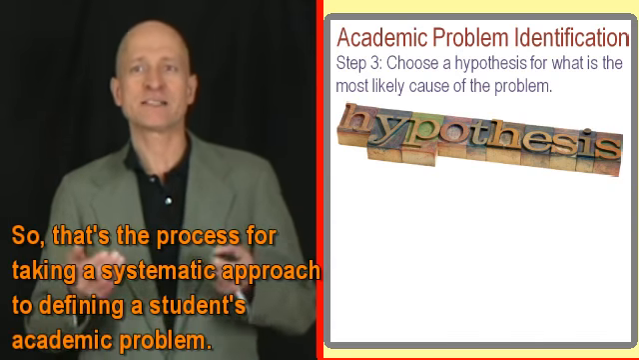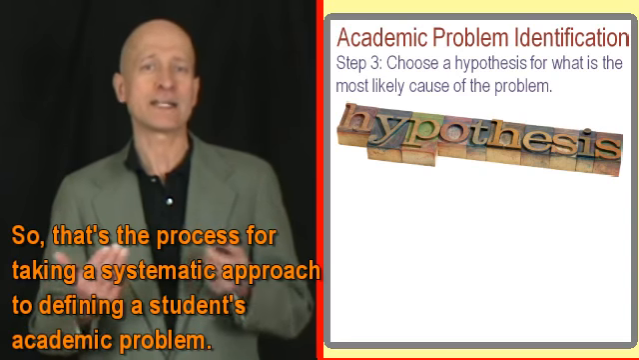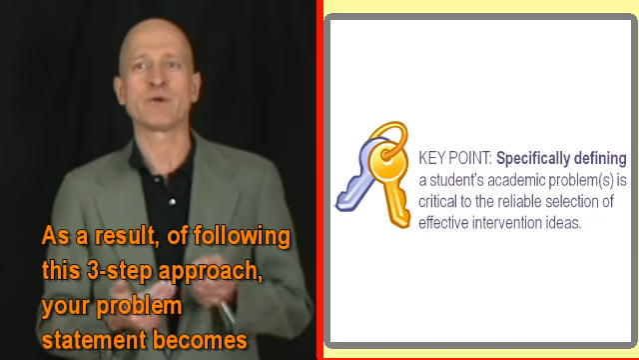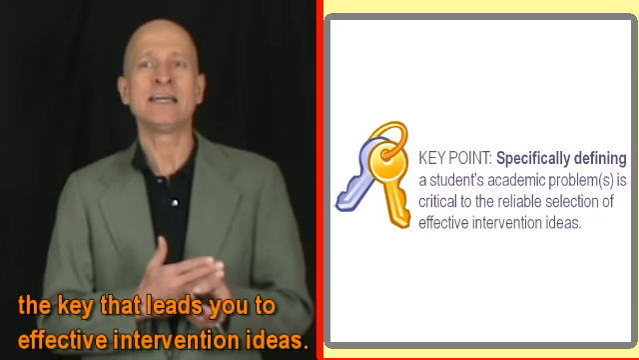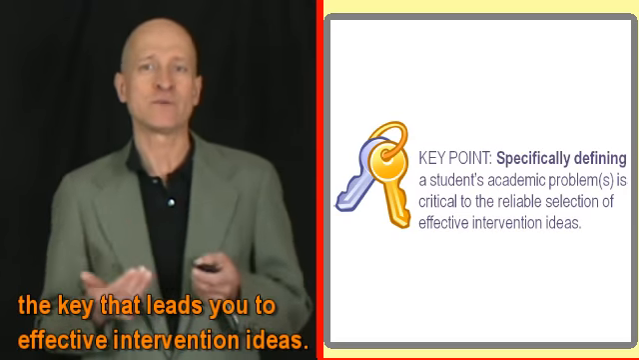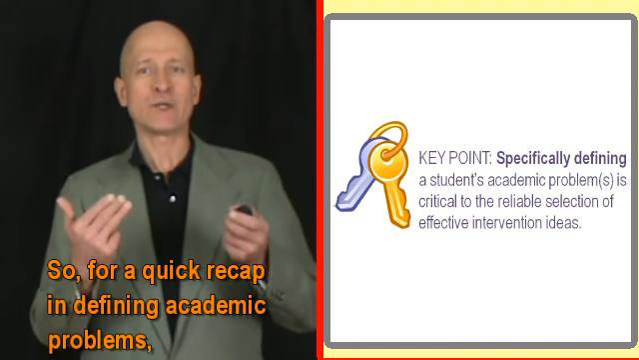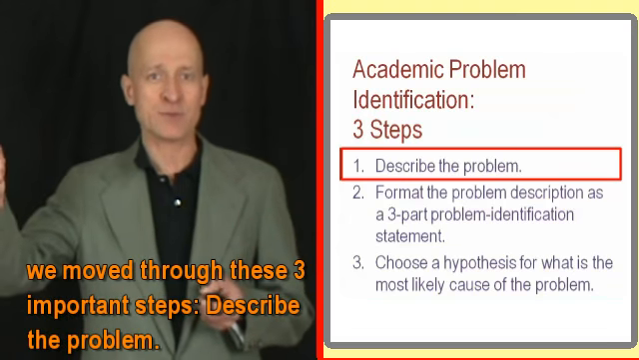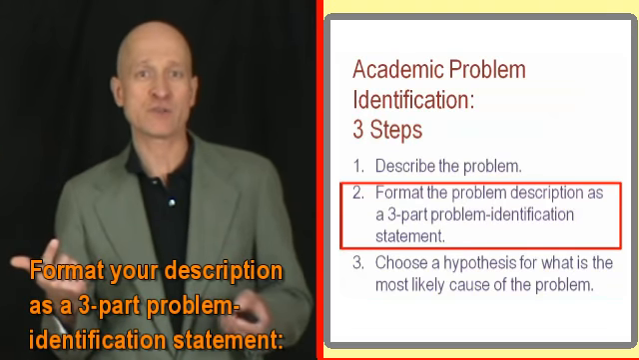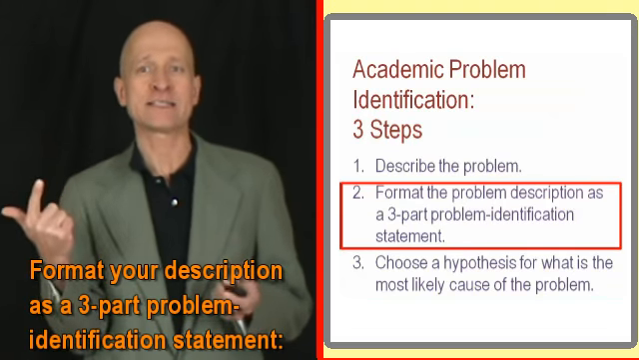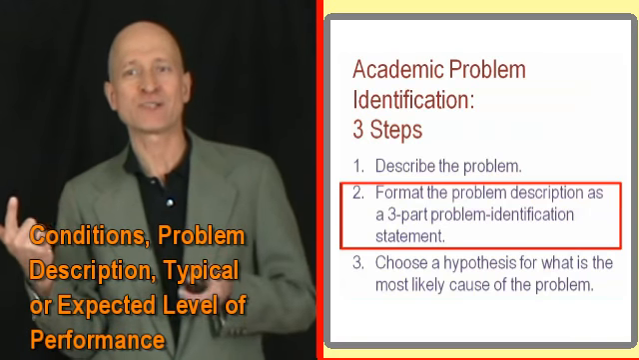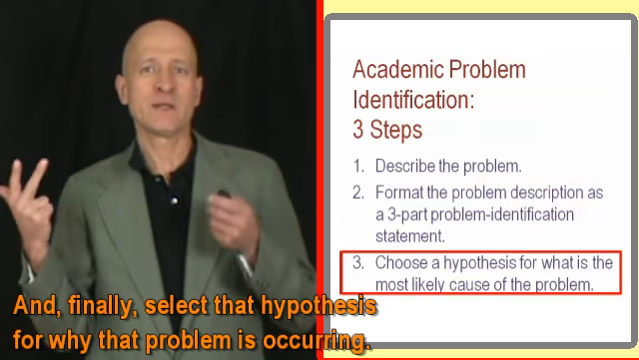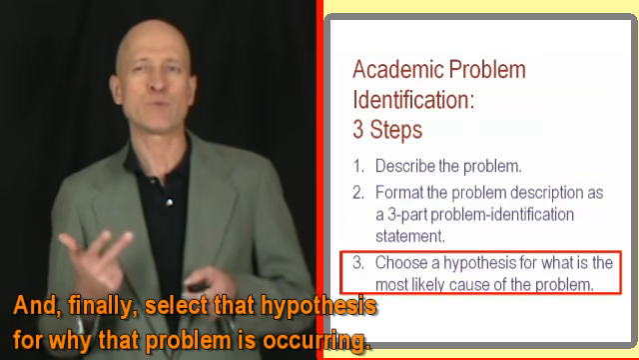So, that's the process for taking a systematic approach to defining a student's academic problem. As a result of following this 3-step approach, your problem statement becomes the key that then leads you to effective intervention ideas. So for a quick recap, in defining academic problems, we move through these 3 important steps. Describe the problem. Format your description as that 3-part problem ID statement. Conditions, problem description, typical or expected level of performance. And finally, select that hypothesis for why that problem is occurring.